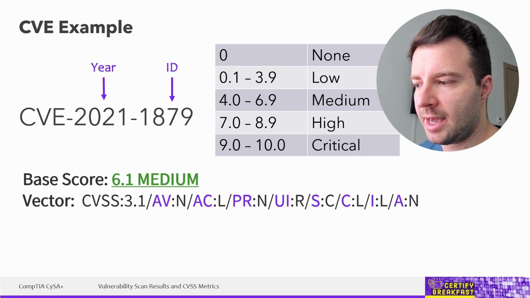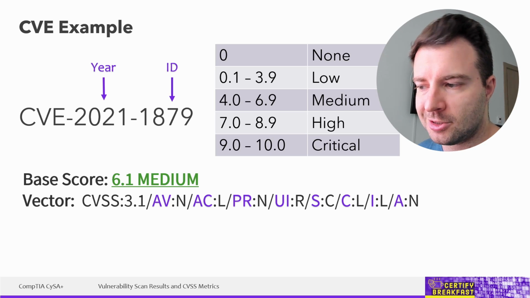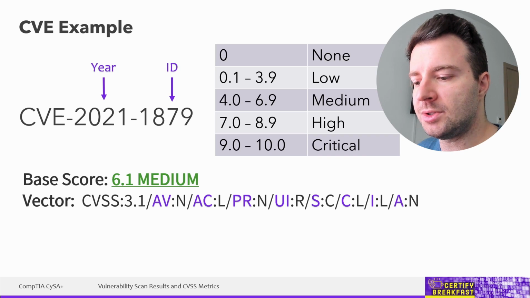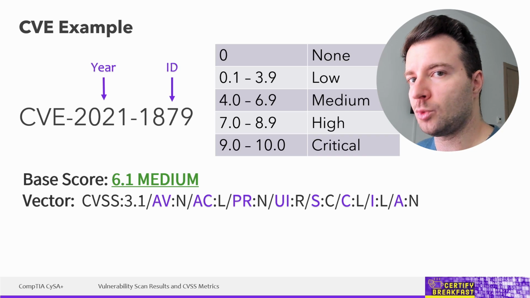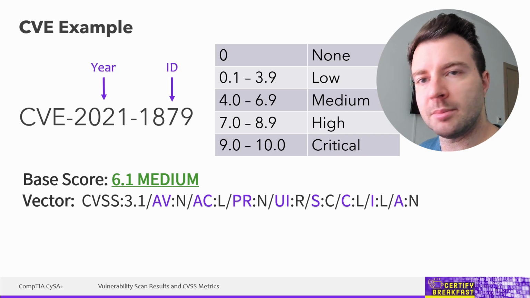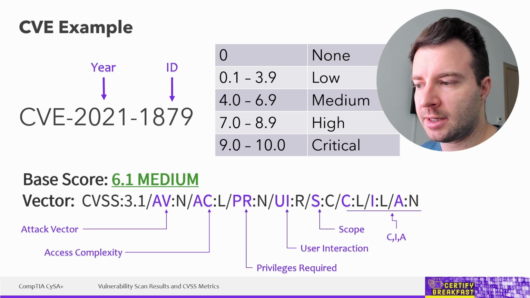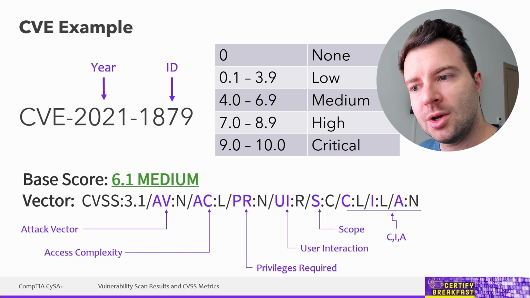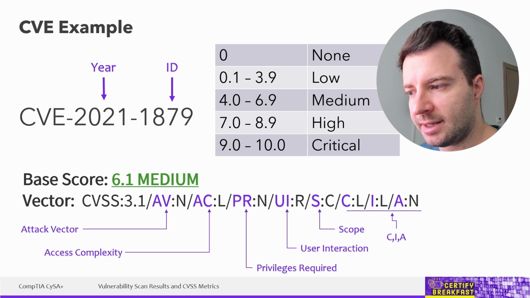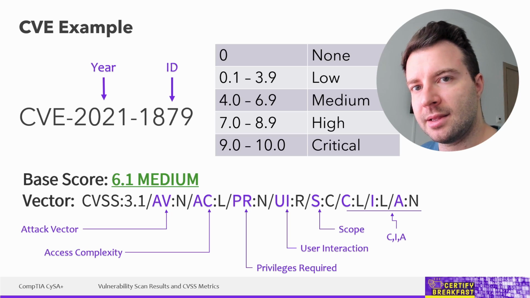And finally, we also have this weird looking vector string at the bottom of the slide here, which is just a description of how we got to that 6.1 score. So let's see what those symbols actually mean in the CVE vector, where the highlighted parts are actually shorthand notations for some parameters that help us characterize that specific CVE.